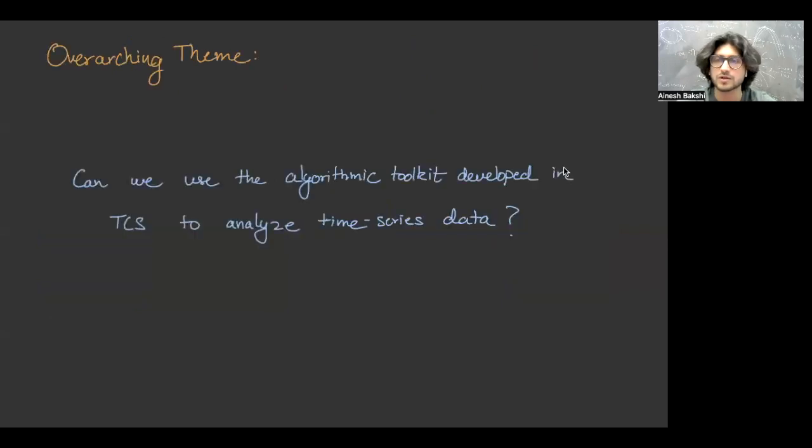Before we dive into what a linear dynamical system is, I want to state the overarching theme of this work, which asks whether we can use the algorithmic toolkit developed in TCS for statistical estimation tasks to analyze time series data. Crucially, in this setting, the underlying statistical process is correlated across time steps, making it harder to use existing techniques.